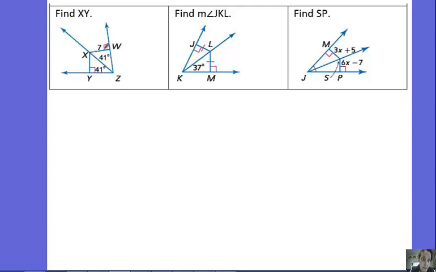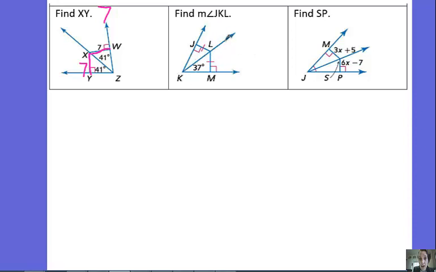Next one, I have point L. The distance from L to side JK is the same as the distance from L to side KM. So notice those tick marks are telling me that this point L is equidistant to the sides of that angle. So that means that KL is the angle bisector. So if KL is the angle bisector, if this little nugget's 37 degrees, then so is this little nugget. They're both 37 degrees. So the measure of angle JKL is 37 degrees.